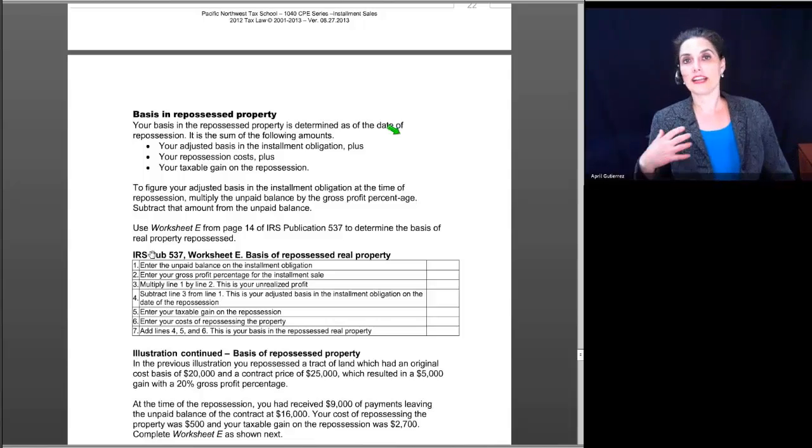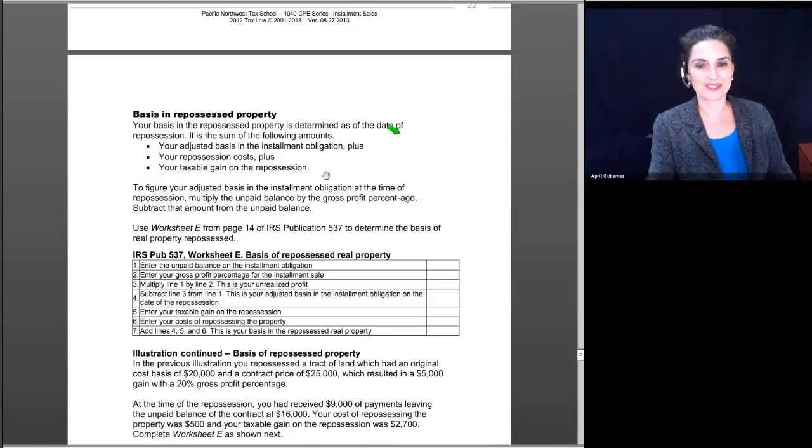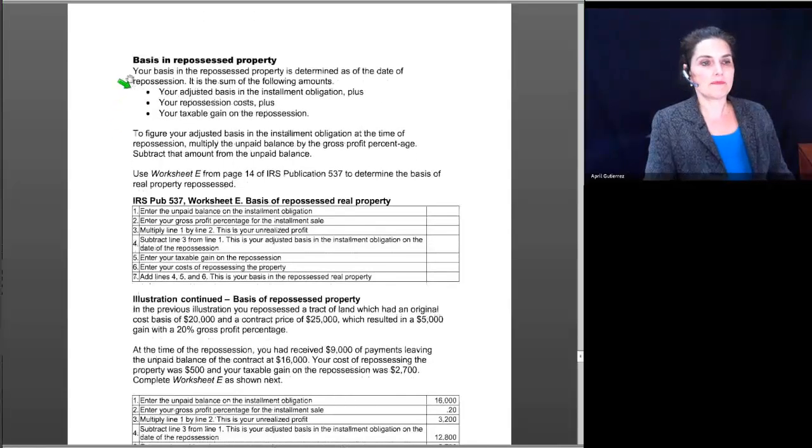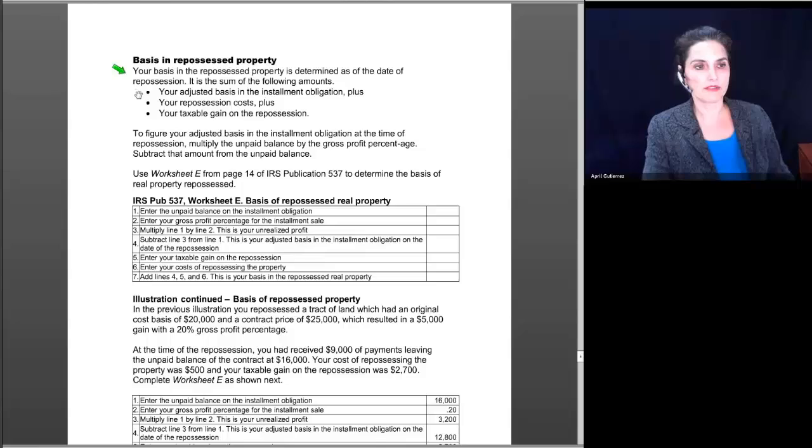And when you sell it, you're going to have a cost basis to figure out your net profit from the sale. So, basis in repossessed property. Your basis in the repossessed property is determined as of the date of the repossession, and it is the sum of the following amounts: your adjusted basis in the installment obligation, plus your repossession costs, plus the taxable gain on the repossession. To figure your adjusted basis in the installment obligation at the time of the repossession, multiply the unpaid balance by the gross profit percentage, then subtract that amount from the unpaid balance.